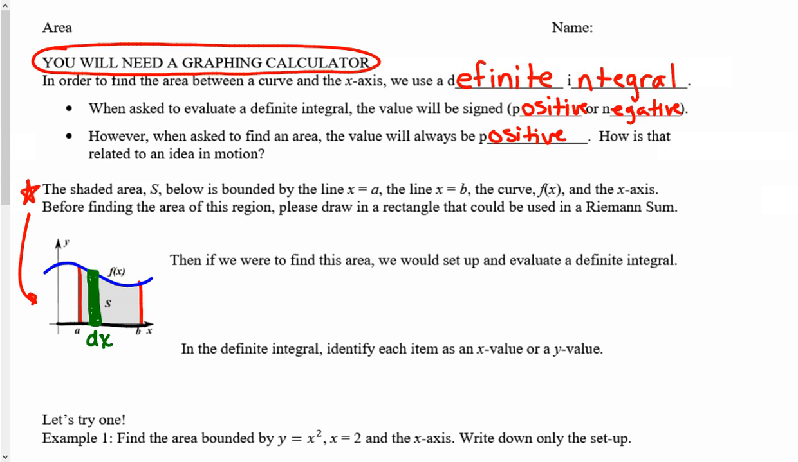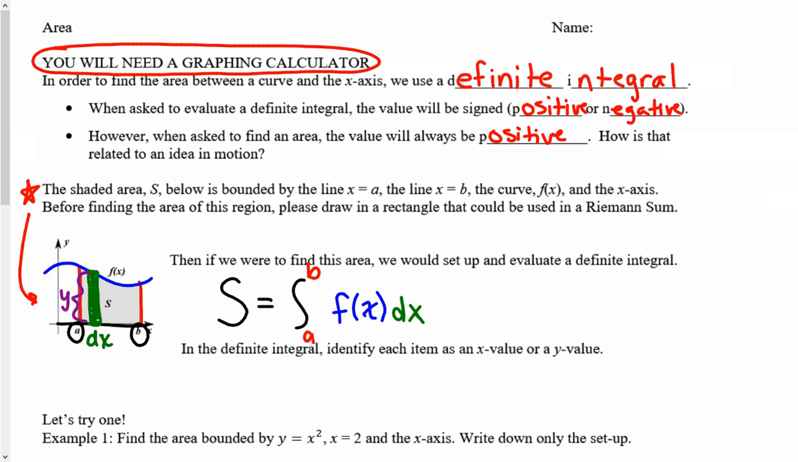Now, to find the area of this Riemann sum, I would then multiply by the height of my rectangle, and that would be, in this case, a y value, or an f of x. Either way. So, if I wanted to set up the definite integral to find this area, S, it's going to be a definite integral, and my bounds are going to be from a to b. I'm starting at a and I'm going to b, and it's going to be the area of the rectangle. So the area of the rectangle will be the height of the rectangle, which is going to be f of x, times the width of the rectangle, which is dx.